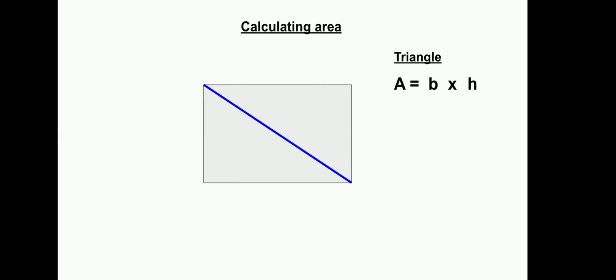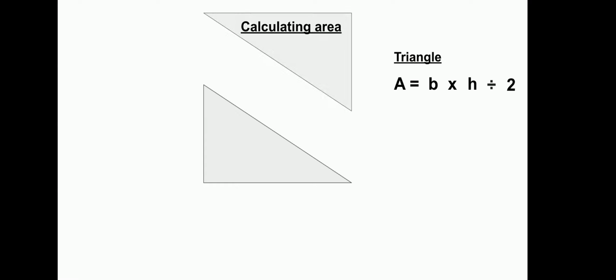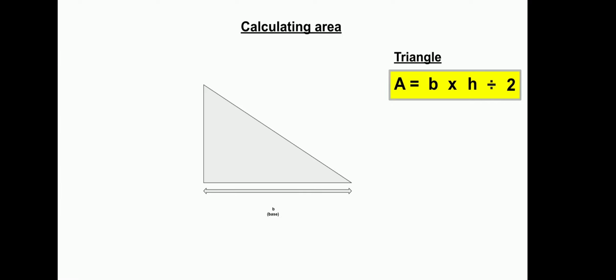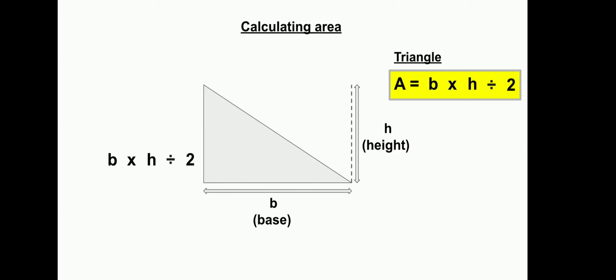So multiplying base by height will give us the area of that rectangle, but dividing by 2 would give us the area of the triangle. So the formula for area of a triangle is A equals B multiplied by H divided by 2. And again, B, which stands for base, is the length of the bottom side of the figure, and H, which stands for height, is the height of the shape from the bottom to the top of that figure. So multiplying the base of a triangle by the height of that triangle divided by 2 gives us the area of that triangle.